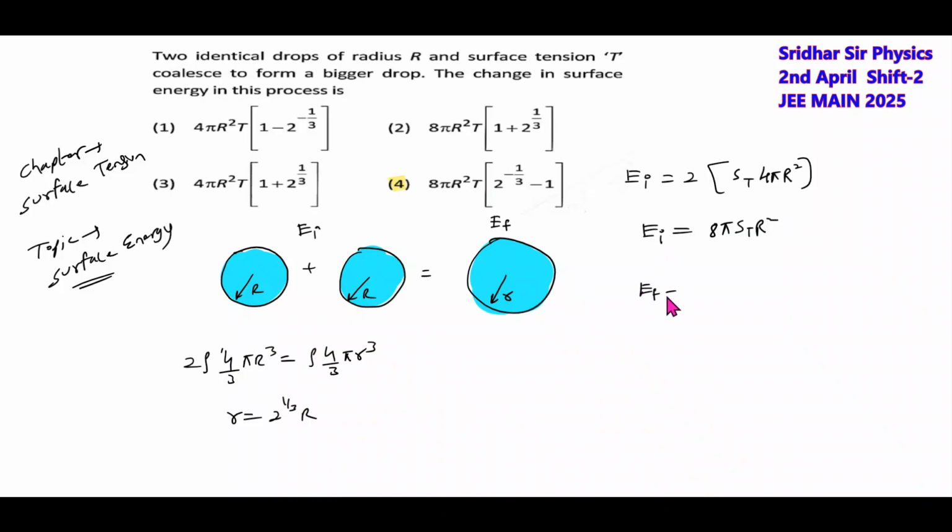Final energy. The final energy will be surface tension into 4 pi R square. R square will be 2 to the power of 2 by 3 r square, so this will become ST 4 pi 2 to the power of 2 by 3 r square. The final energy will be 4 pi r square ST 2 to the power of 2 by 3.